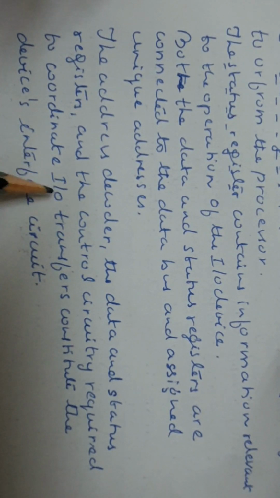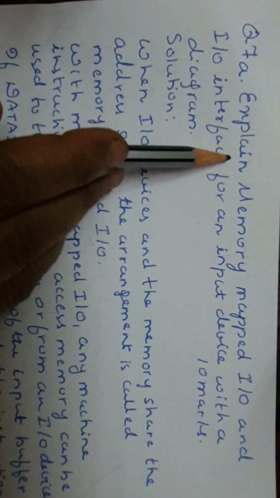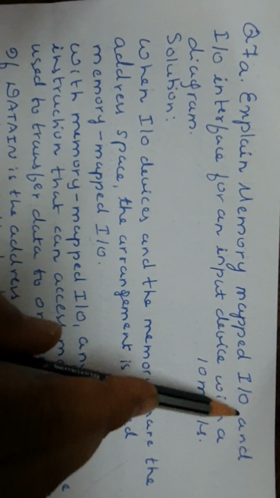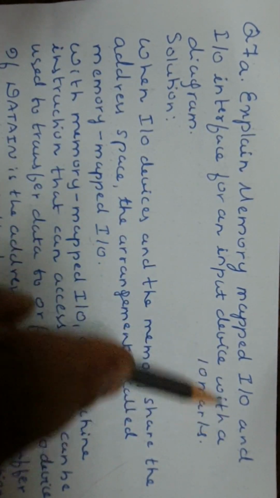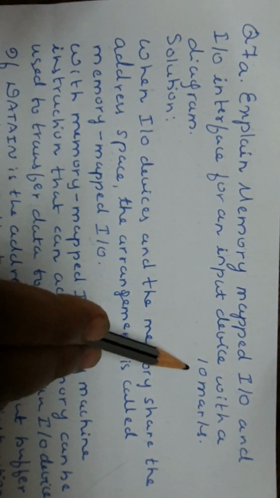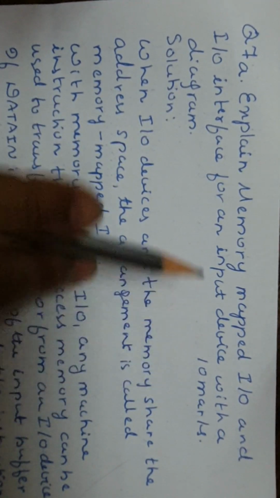Okay, that completes the explanation of the second part of question 7a. So what is question number 7a? Explain memory mapped IO, that is the first part, and IO interface for an input device, second part, with the diagram. This is asked for 10 marks.